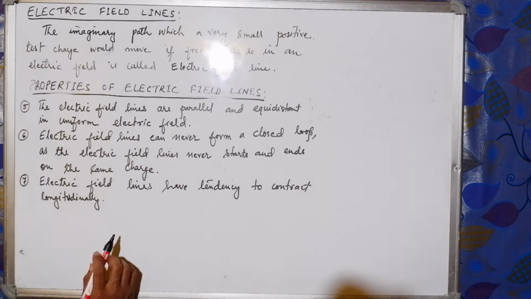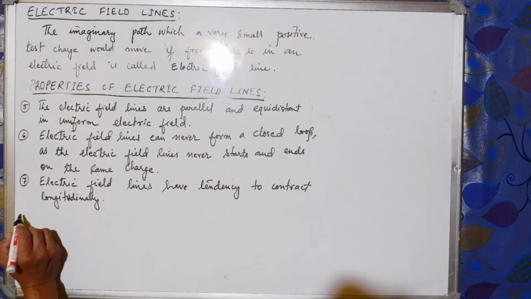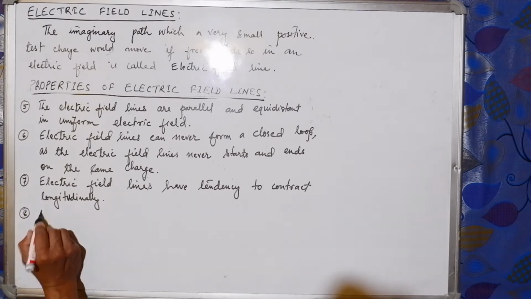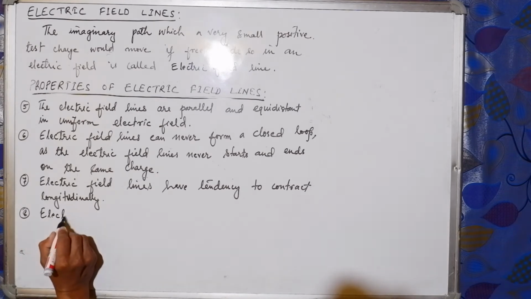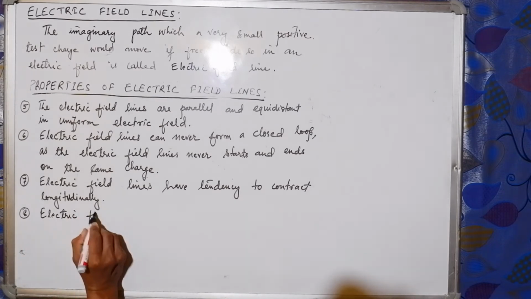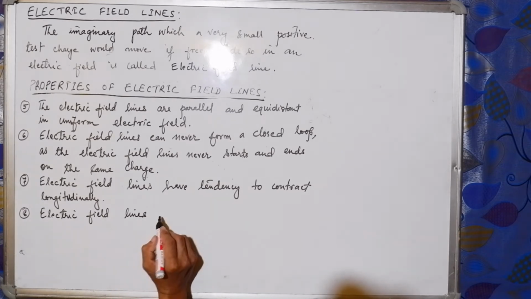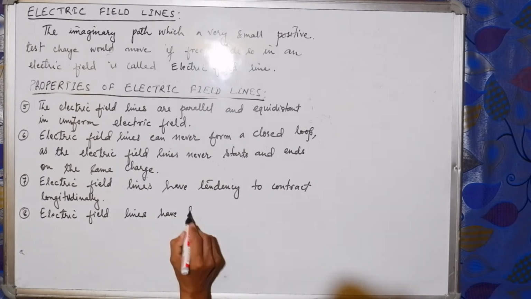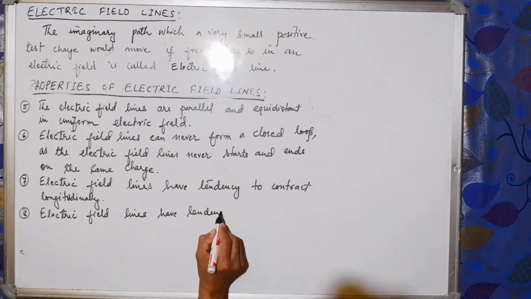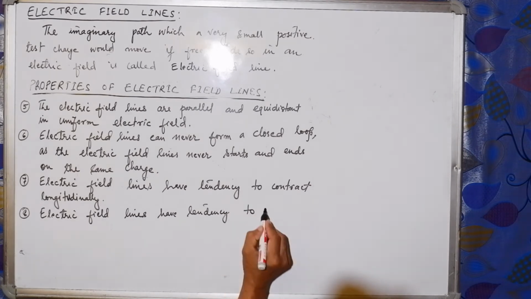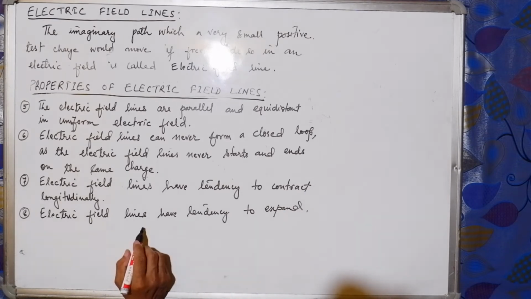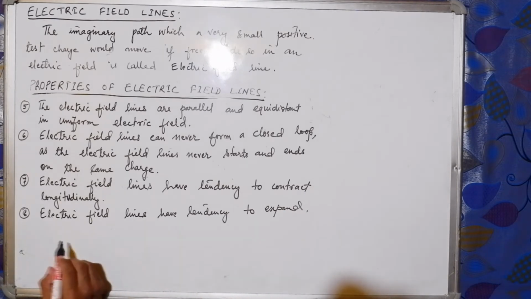Now let us go to the next point. Number 8, electric field lines have the tendency to expand laterally.